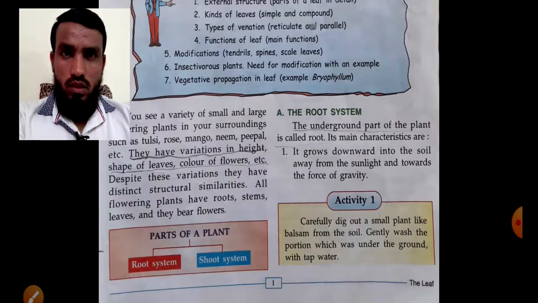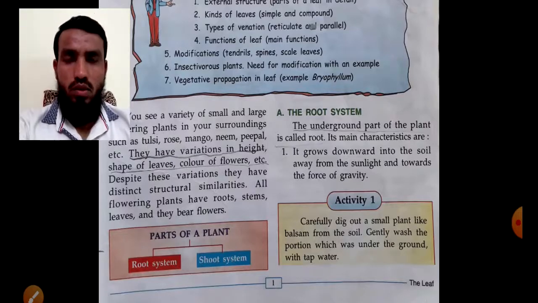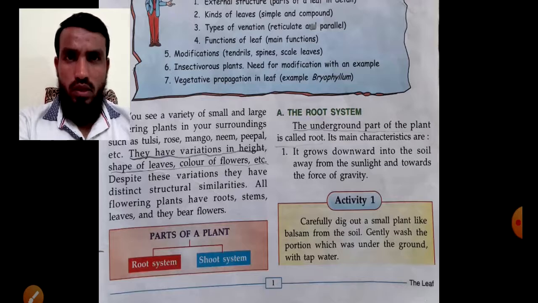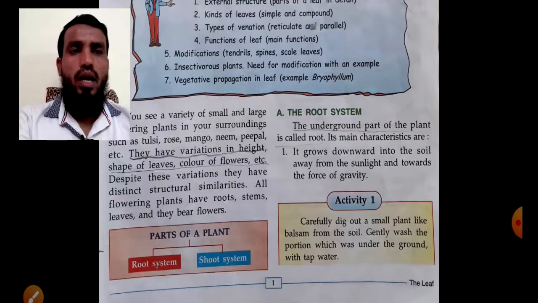The word itself explains that we are talking about the root of the plant. The root is the underground part of the plant. Whatever part of the plant is present inside the surface of the earth, underground, is called the root of the plant. And what are the main characteristics of the roots?